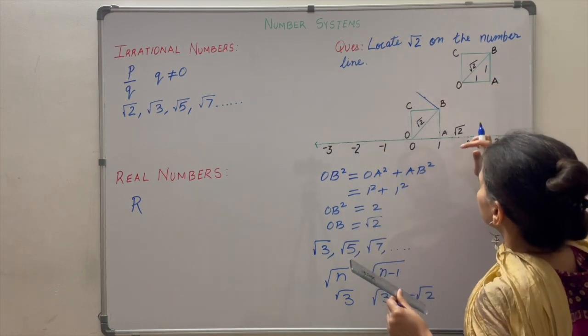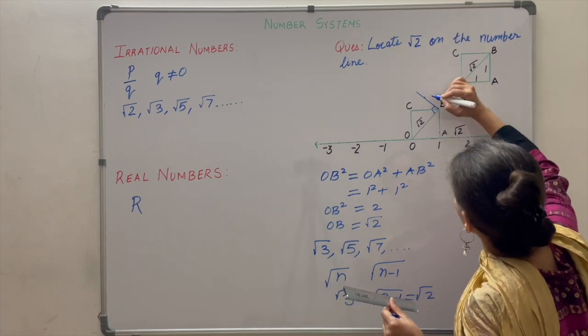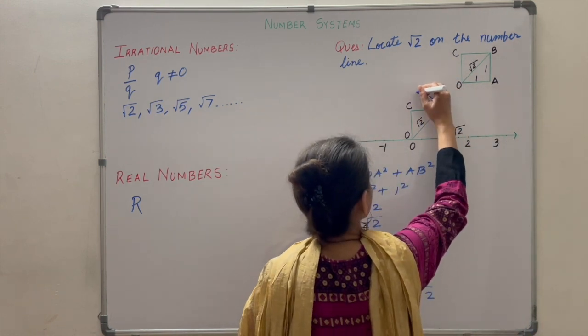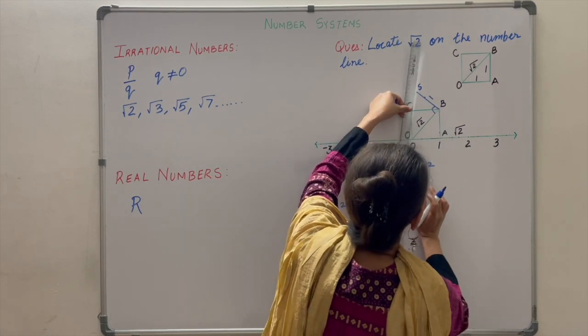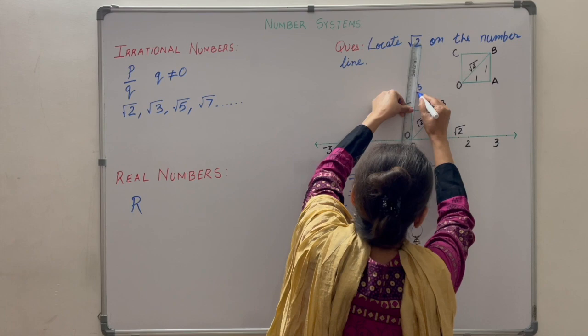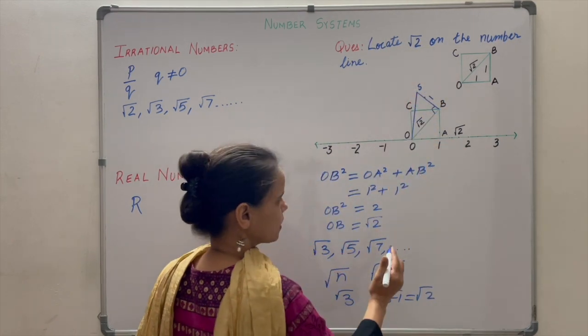So this is 90 degrees here and this length is 1 unit. If I mark this point as, say, S, then OS is root 3. Let us understand how this OS is root 3.